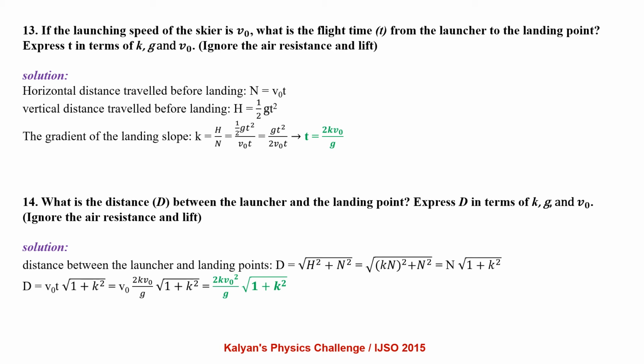v0 into, just now we found t to be 2k v0 by g. So ultimately the expression is 2k v0 square by g times root of 1 plus k square.